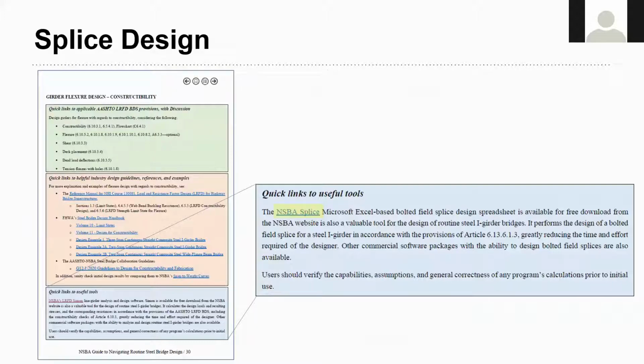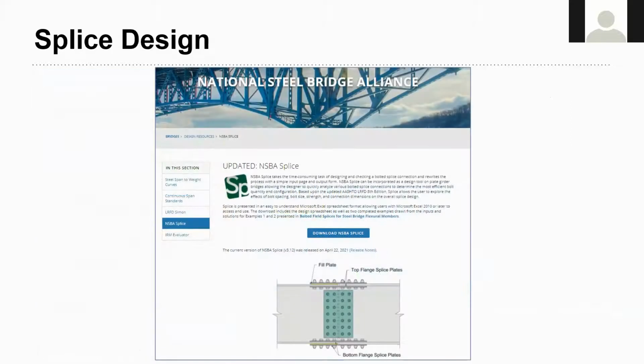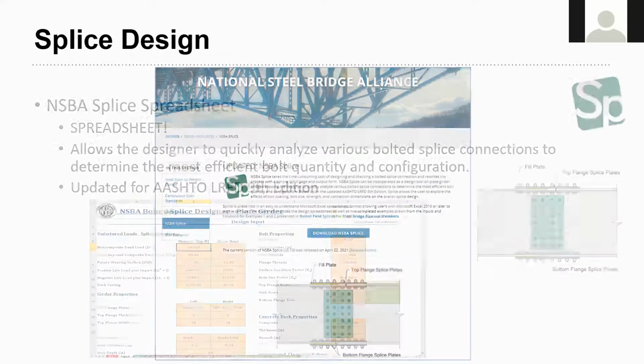Well, this is the NSBA Splice program or spreadsheet. It's a Microsoft Excel based spreadsheet that is available for free at the NSBA website to help you design field splices. Let me go ahead and click on that. And as Dominic showed before, it takes you right to the website that houses the NSBA Splice spreadsheet. You can go ahead and download this for free. We do ask for some registration information, so when we make updates, you are alerted to those updates.